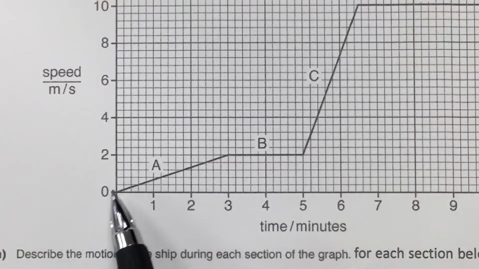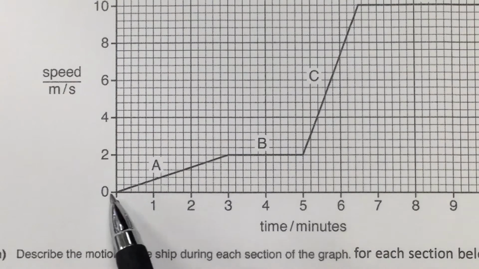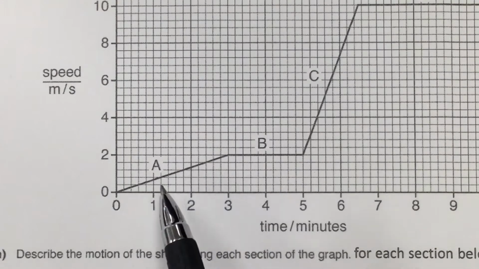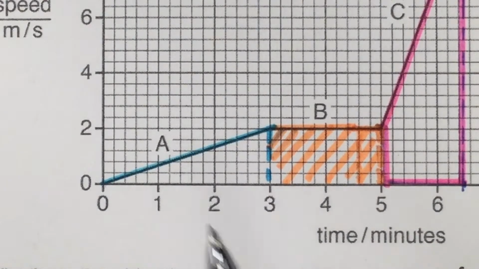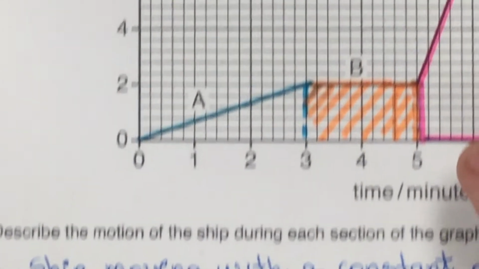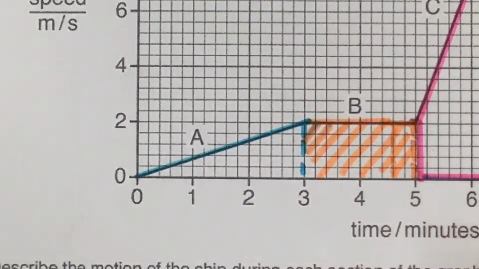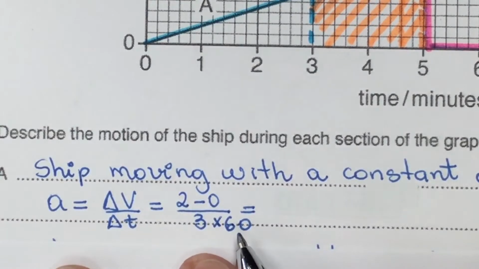Section A, the speed of the ship is changing, which means that it's accelerating. And because there is a straight line here, it indicates a constant acceleration. If I want to calculate the acceleration for section A, you need to be careful because the time is given in minutes. The change in velocity is 2 minus 0, over the time of 3 minutes. So 1 minute is 60 seconds.